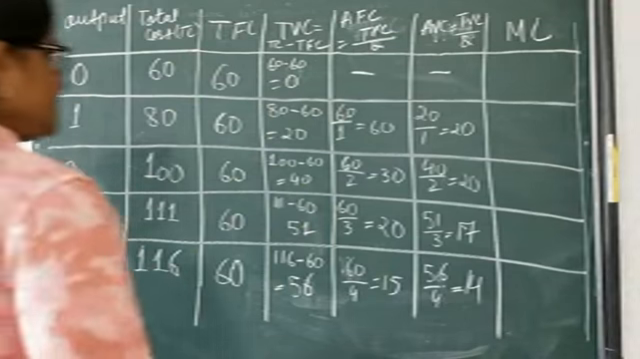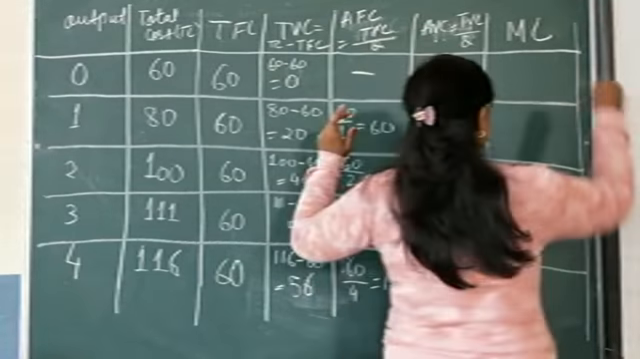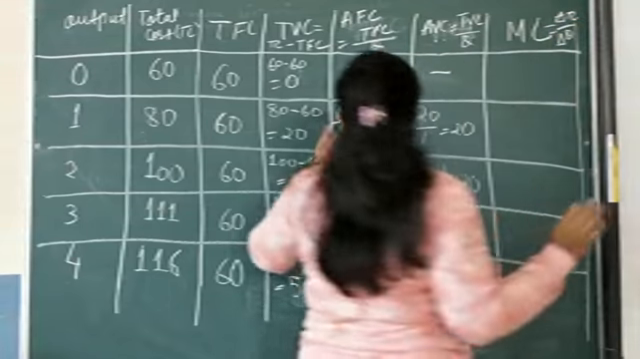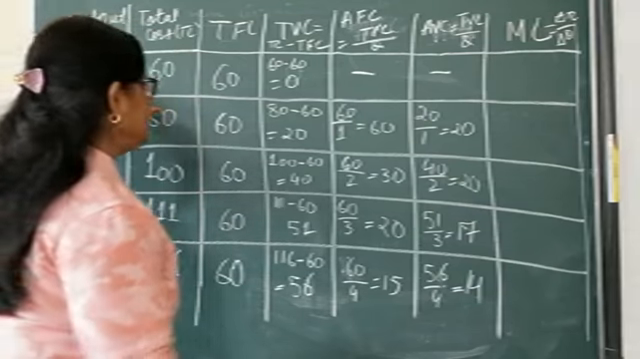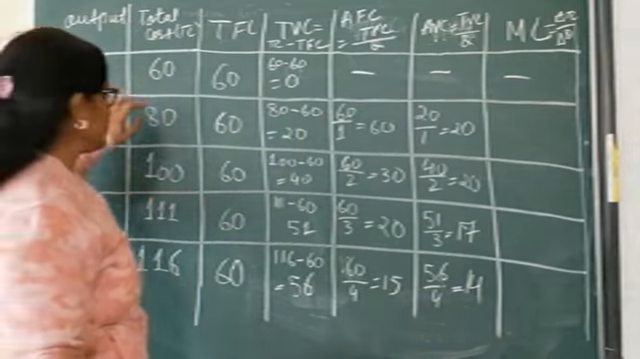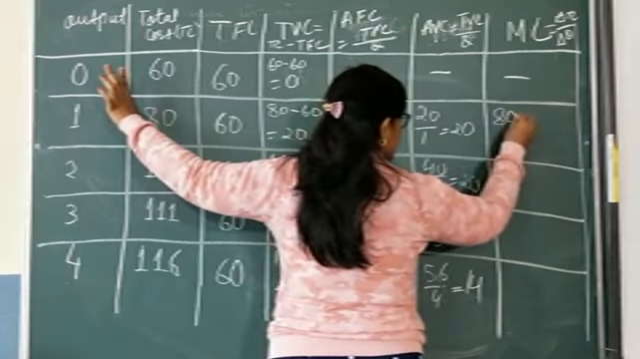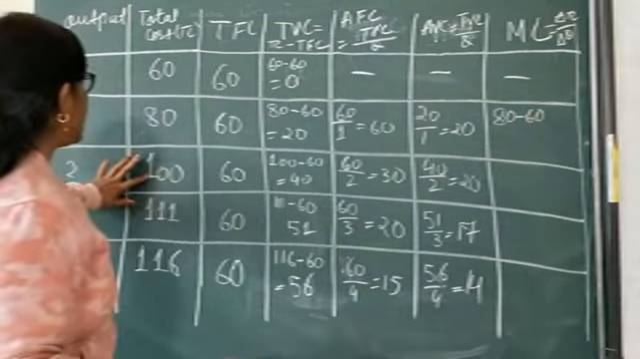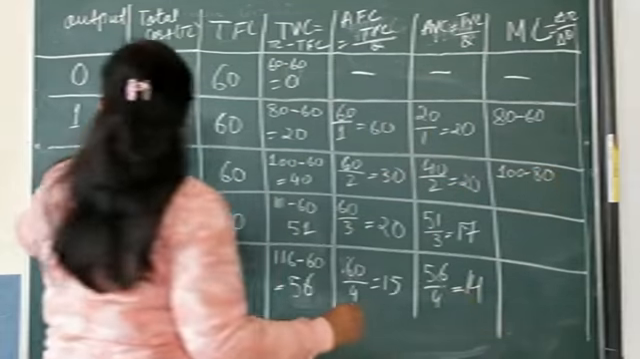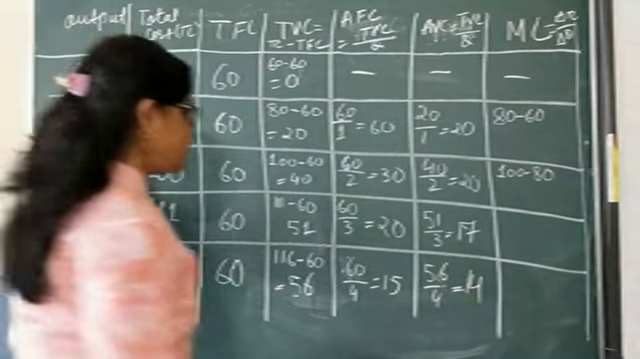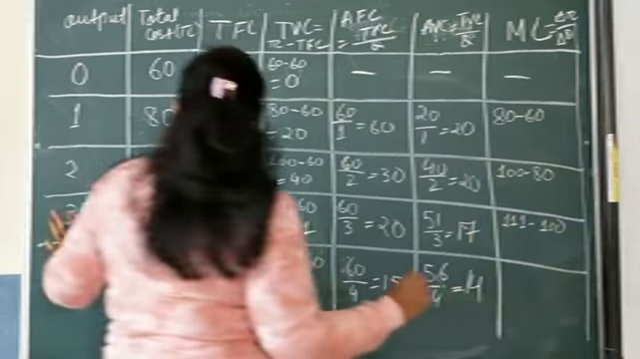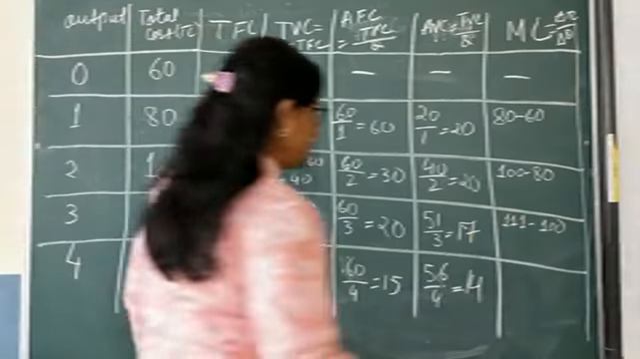Now we need to do MC. MC is calculated from TC. What is the formula of MC? Delta TC upon delta Q. So we have to do nothing under this. First one will be dash. Second one will be 80 minus 60. Third one will be 100 minus 80. Fourth one will be 111 minus 100. Fifth one will be 116 minus 111.